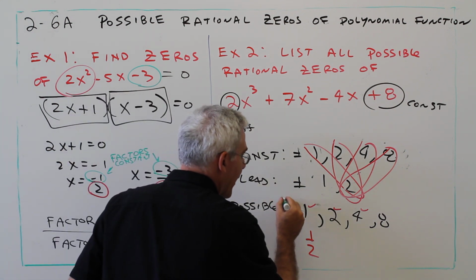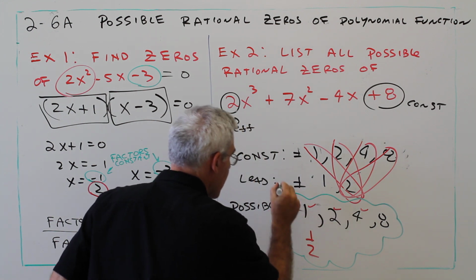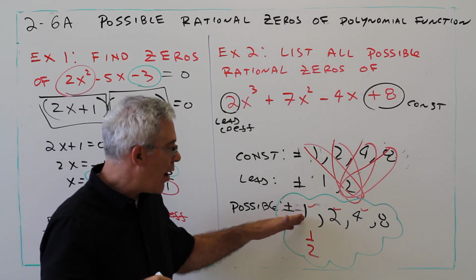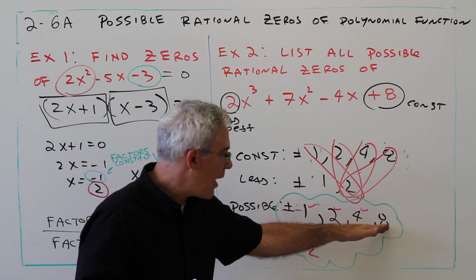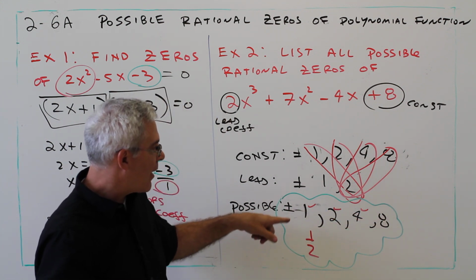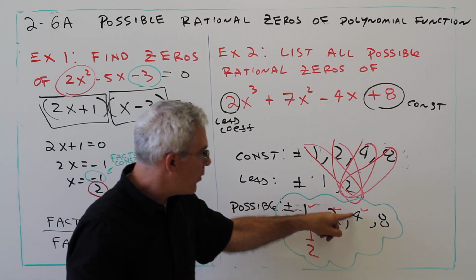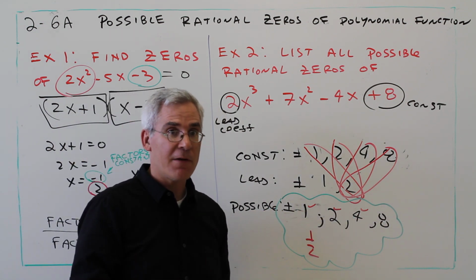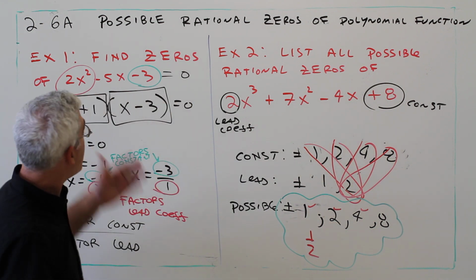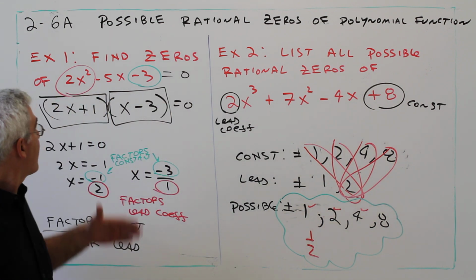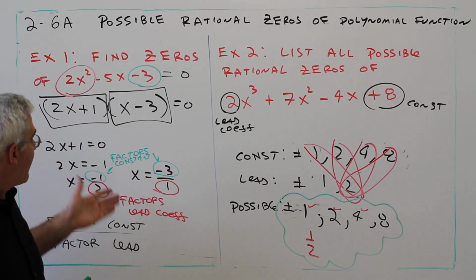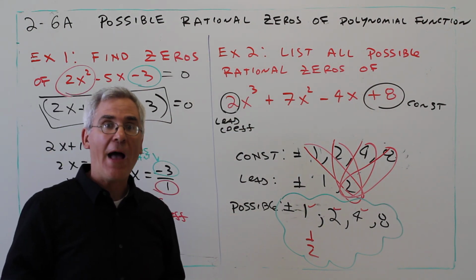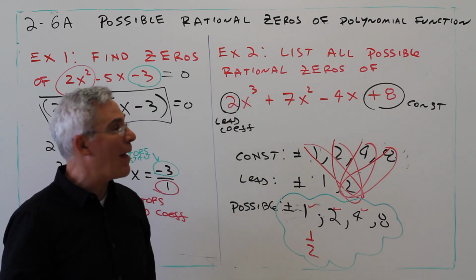So my list of possible rational zeros is plus or minus 1, 2, 4, 8, and 1/2. Again, there's 1, 2, 3, 4, 5. There's a total of 10, 5 positives and 5 negatives. And there you have it. Some background on how to find rational zeros and a way to make a list of all possible rational zeros of a polynomial function.